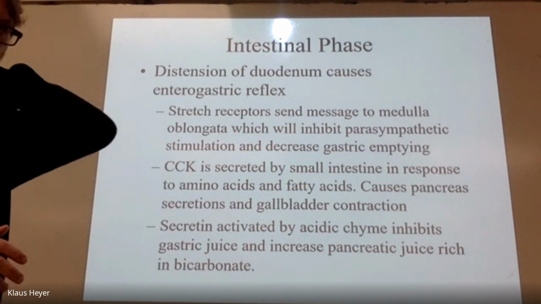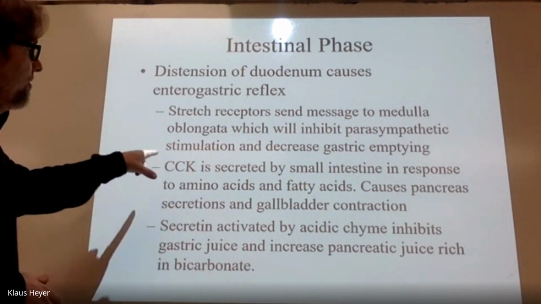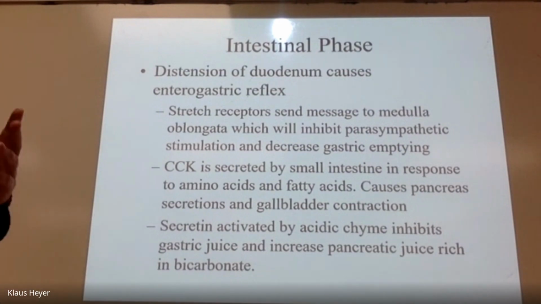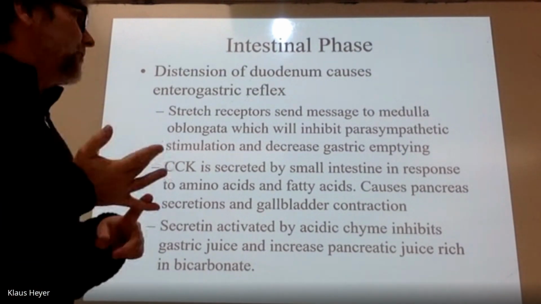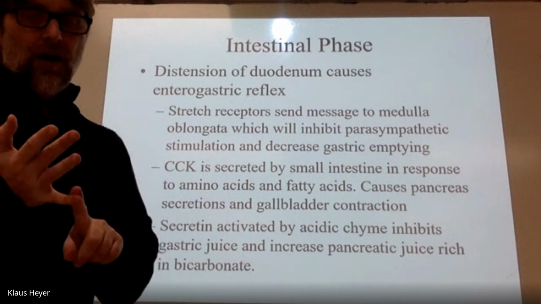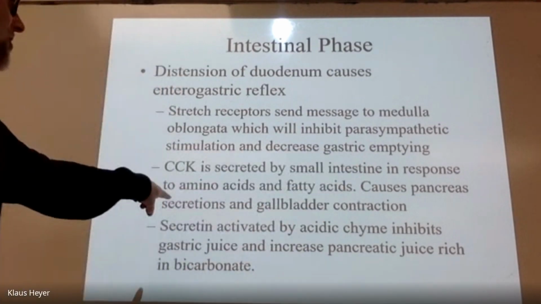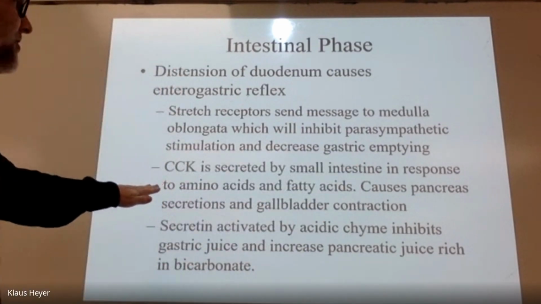And then we have 2 more hormones. Cholecystokinin, which you could just put CCK. Cholecystokinin is going to have two targets. It's going to go to the gallbladder and it's going to go to the pancreas. It goes to the pancreas to cause the secretion of enzymes.